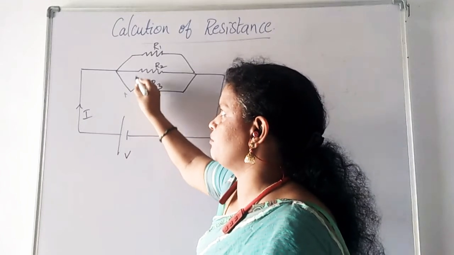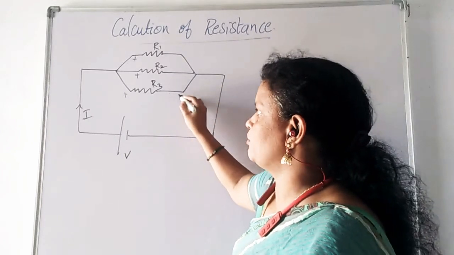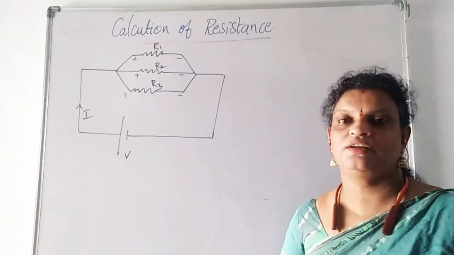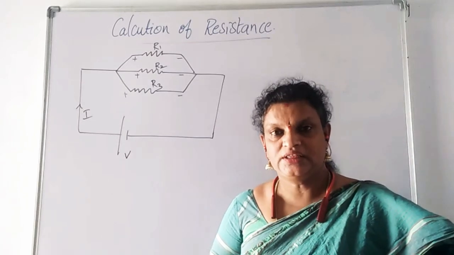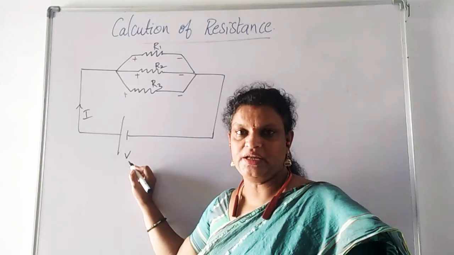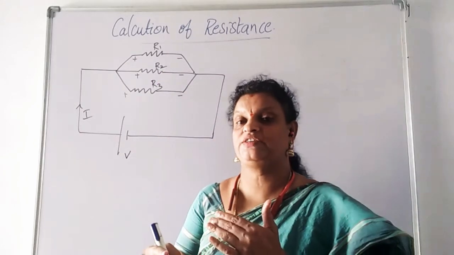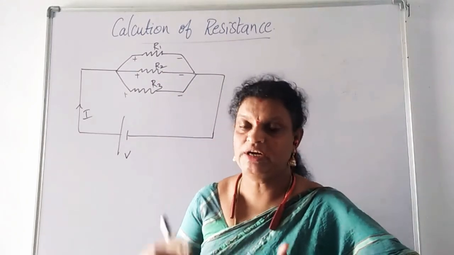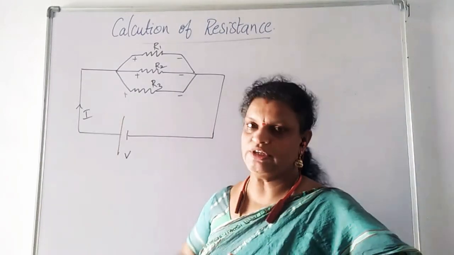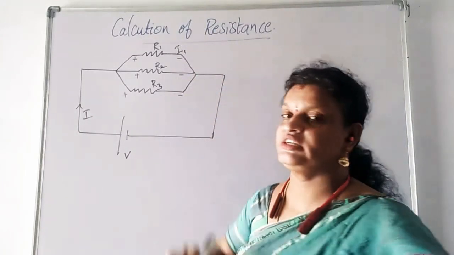All the positive terminals of these three resistors are connected on one side, and all the negative terminals of these resistors are connected on the other side. Then this connection we can call a parallel connection. In a parallel connection, the voltage of the battery is not shared by the three resistors. In series connection we have seen voltage is shared, but here voltage is the same for all the resistors, but current will be shared here.